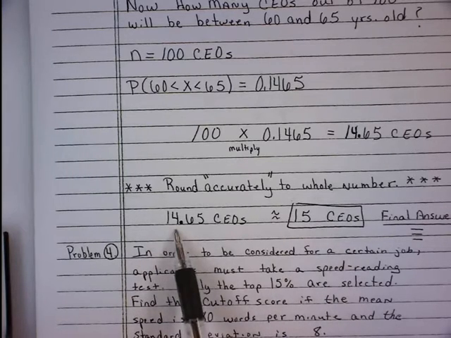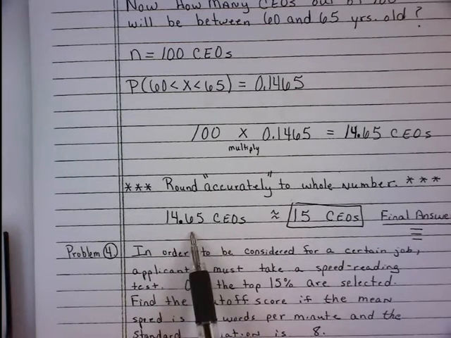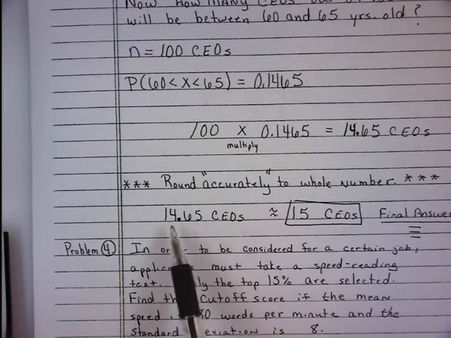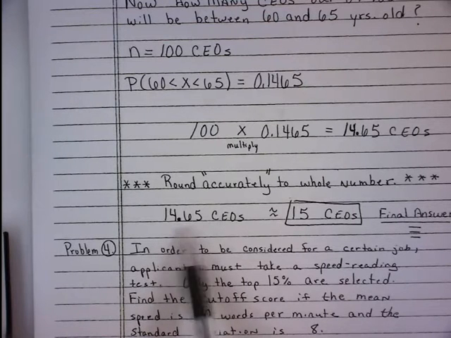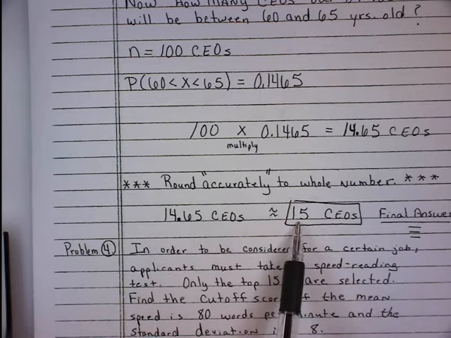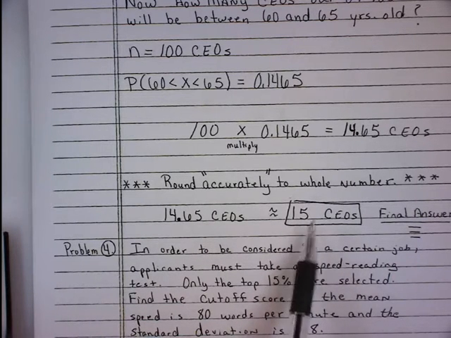Because it says 14.65. I'm going to show you that. But if this is people, we're not going to take part of a person. So even if it's 14.1 or 14.4, always round up. So it would still be 15 CEOs. So let me show you that. And that's the question of how many.